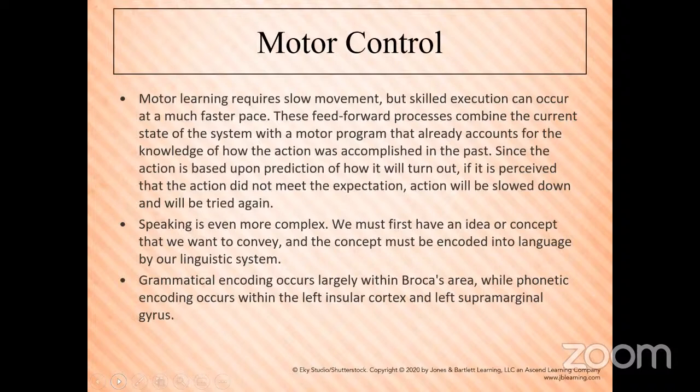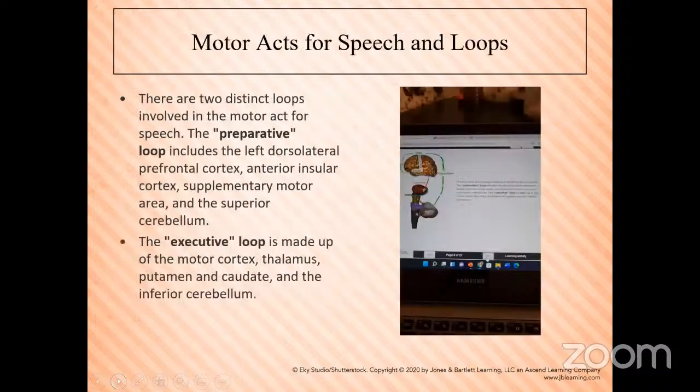Let us see how all these mechanisms are integrated. So the loops are there. The motor acts for speech are controlled by two distinct loops. The preparative loop includes the dorsolateral prefrontal cortex, where the idea is generated, the anterior insular cortex, the supplementary motor area, and the superior cerebellum. The execution loop is made up of the motor cortex, the thalamus, the putamen, the caudate, and the inferior cerebellum.